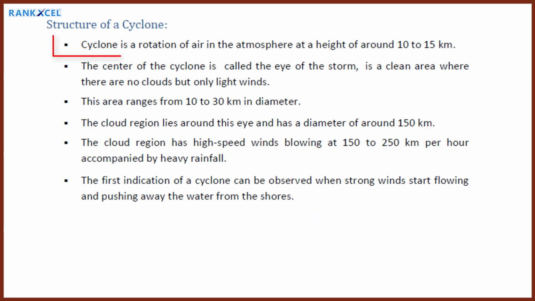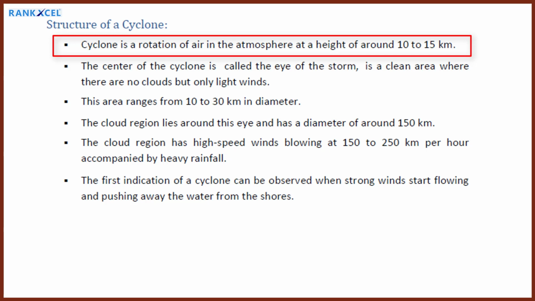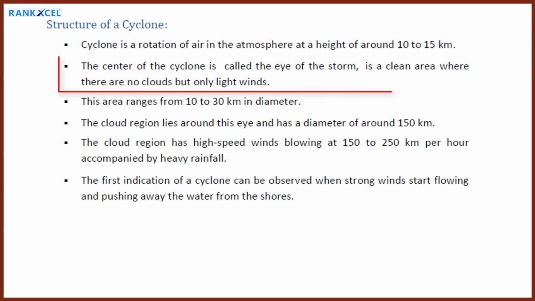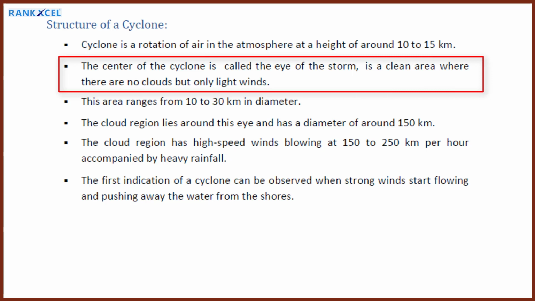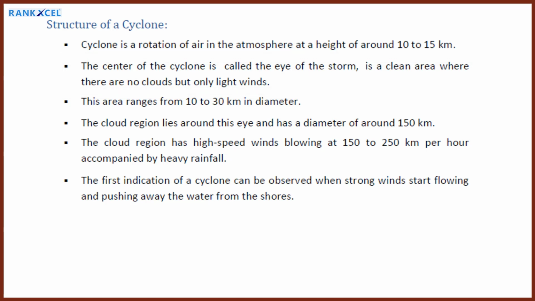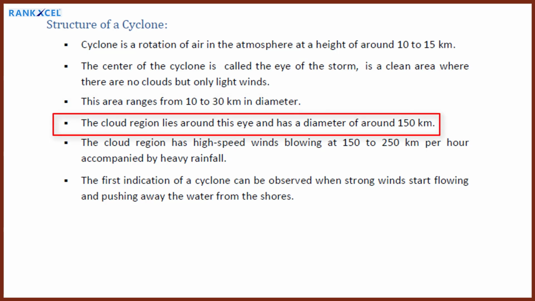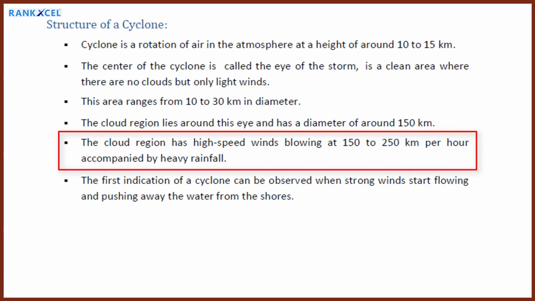Structure of a cyclone. A cyclone is a rotation of air in the atmosphere at a height of around 10 to 15 kilometers. The center of the cyclone, called the eye of the storm, is a clear area where there are no clouds but only light winds. This area ranges from 10 to 30 kilometers in diameter. The cloud region lies around this eye and has a diameter of around 150 kilometers. The cloud region has high-speed winds blowing at 150 to 250 kilometers per hour accompanied by heavy rainfall.